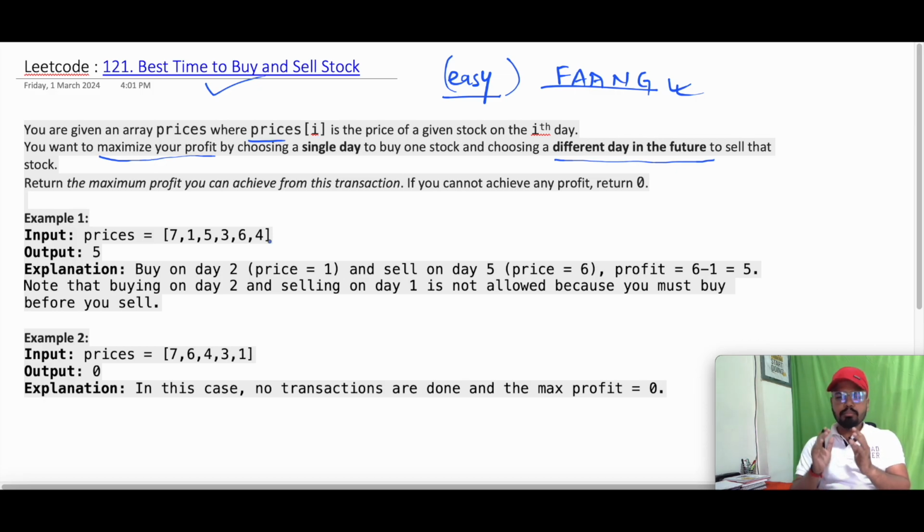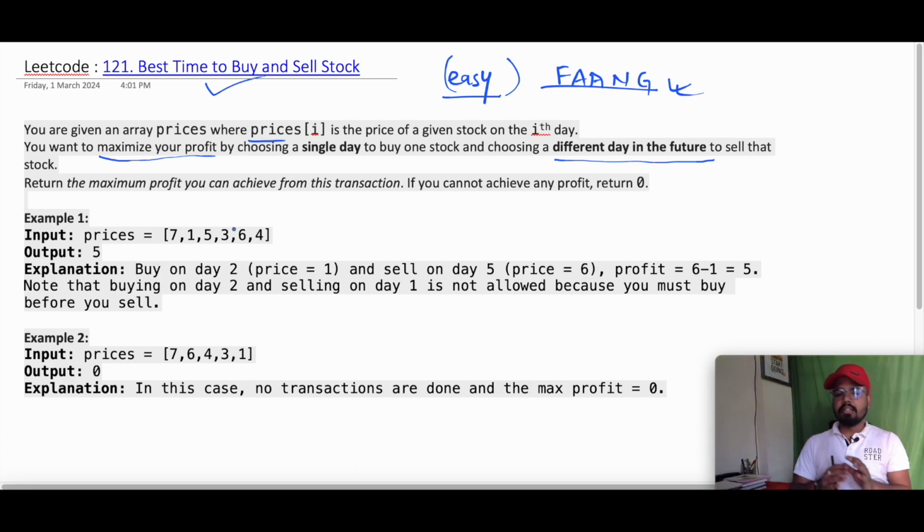If you are thinking about the brute force solution, it is very easy. You can use two loops, iterate over all elements and find out the maximum profit. That is easy, but this is the brute force solution, and if you check the time complexity, it would be O(n) square.